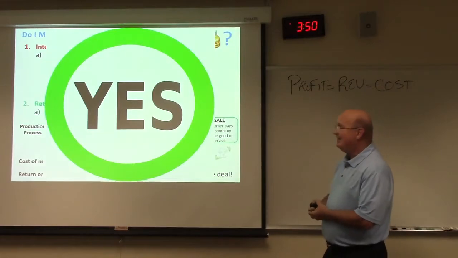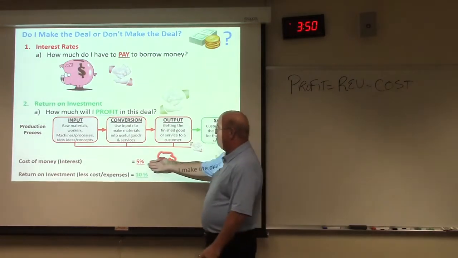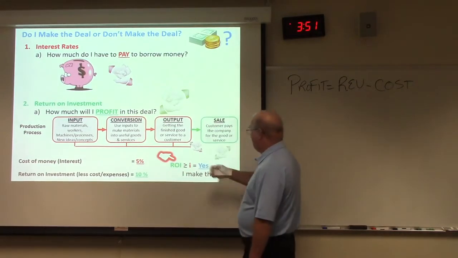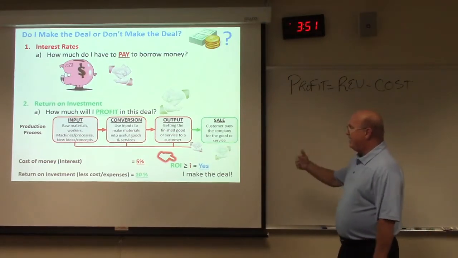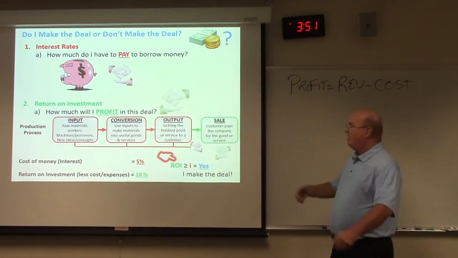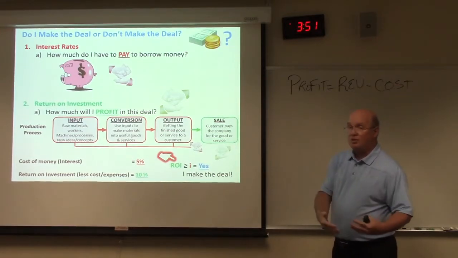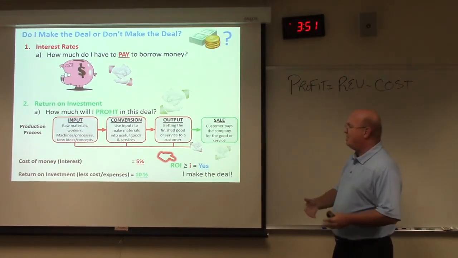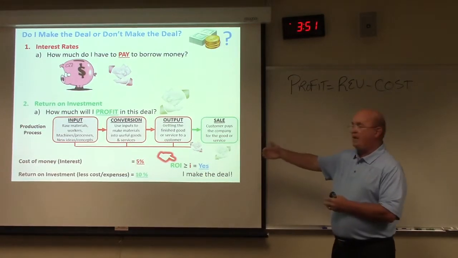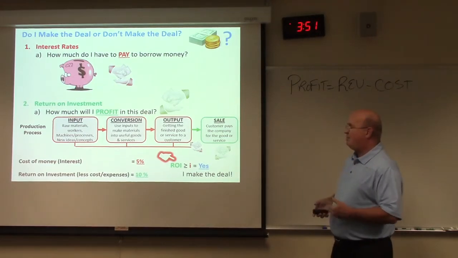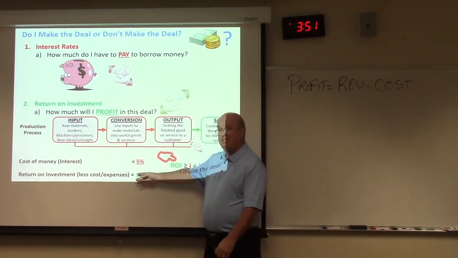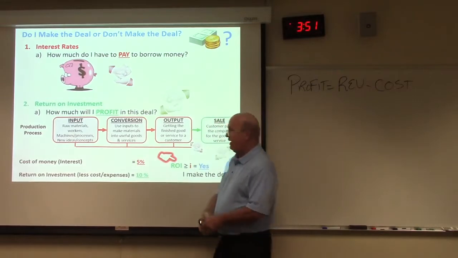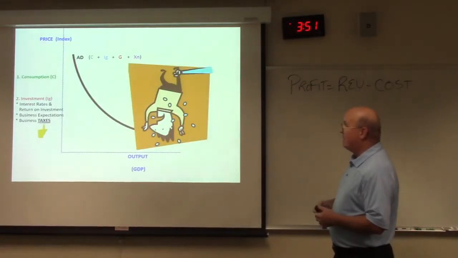Well, yeah, because my cost of the money, the interest, is 5%, and I'm going to get 10% back. So my return on investment is greater than the interest, so I make the deal. And just to make sure, it's greater than or equal to. Now we can go into a whole bunch of other stuff, but suffice it to say for this basic economics class, greater than or equal to, we're going to go ahead and make the deal. The only time we're not doing it is if my return on investment is like 4.9%, then I'm losing more money than I'm making. So that's what I mean by interest rate and return on investment.